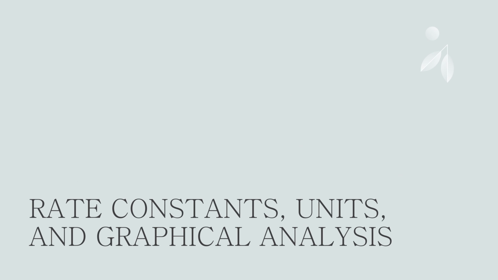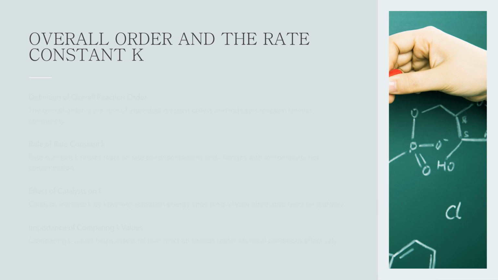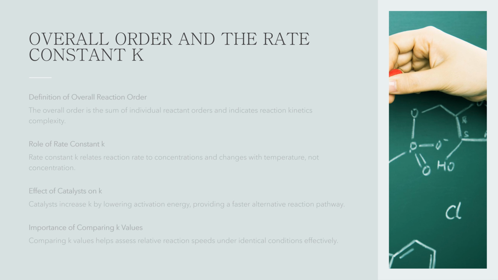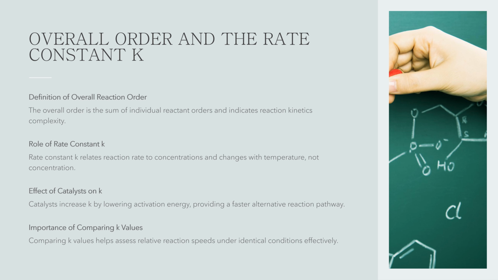Overall order and the rate constant k, units of the rate constant and their significance, concentration-time graphs, and order identification. The overall order of a reaction is the sum of the individual orders with respect to each reactant and provides insight into how complex the reaction kinetics are. The rate constant k is a proportionality constant that relates the rate to reactant concentrations at a given temperature. Its value reflects how fast a reaction is under specific conditions and changes with temperature but not with concentration.